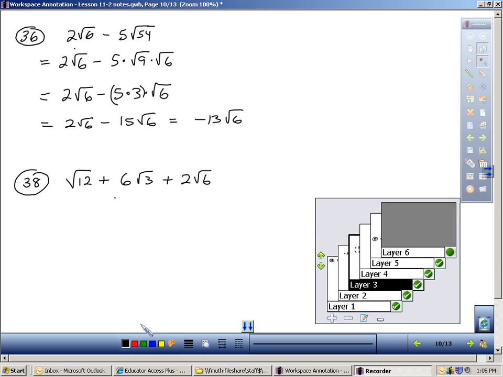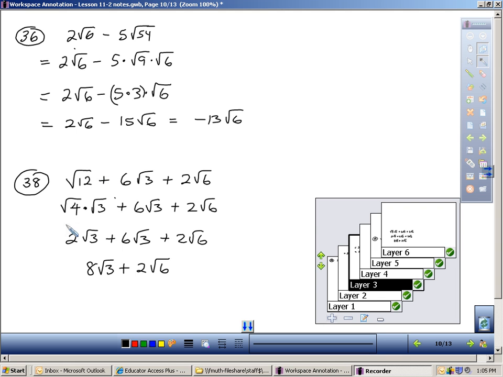In question 38, I'm trying to add these three radicals. Now, obviously, I can't. They're not alike. But are they all simplified? I know 3 is prime. There's no perfect square other than 1 that goes into 3. And 6, there's no perfect square that goes into 6 other than 1, because 4 does not divide evenly into 6. But 12 does have a perfect square number that will go into it, 4.